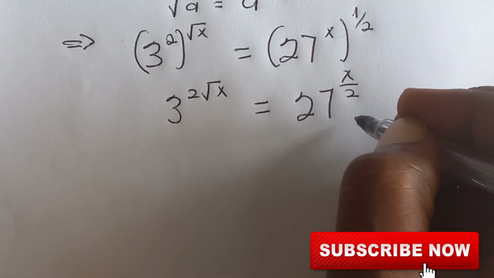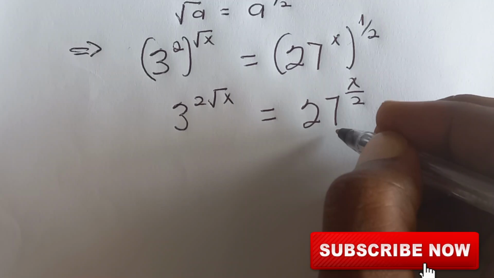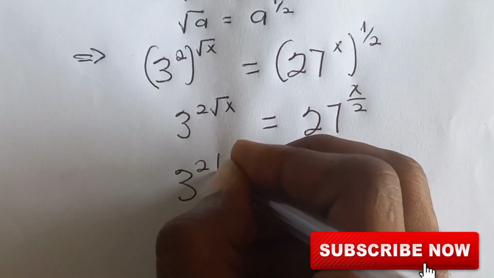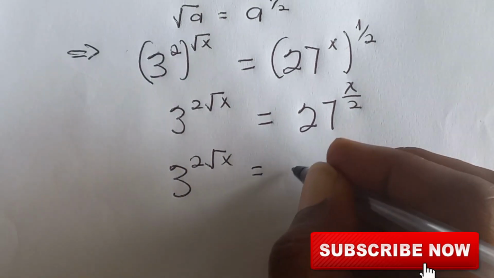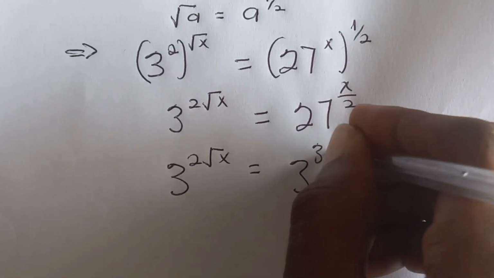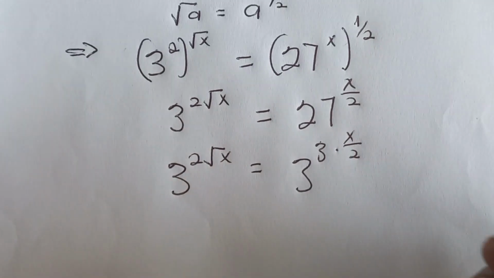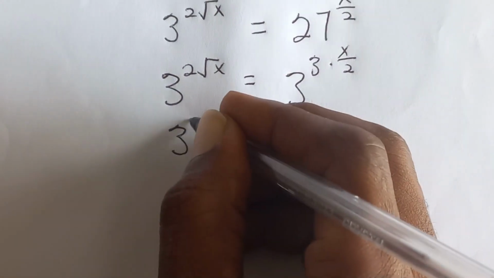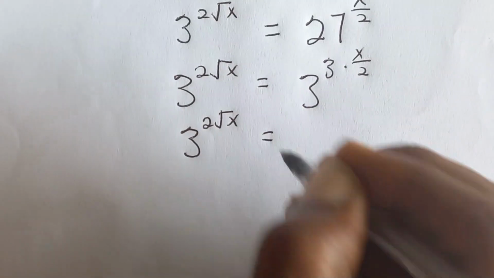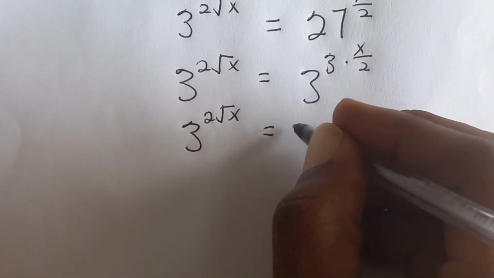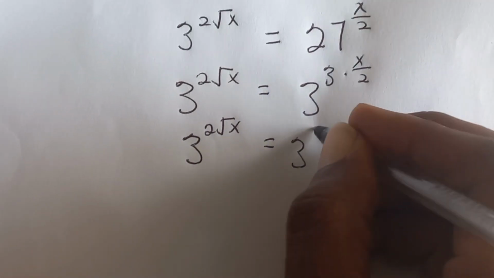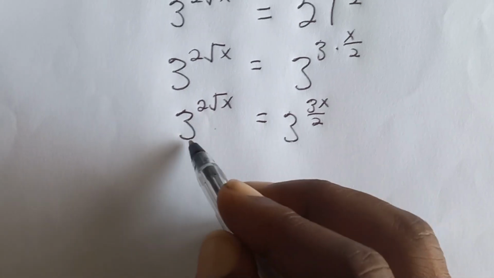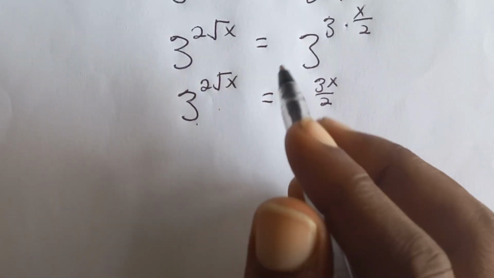Okay, and this 27 we can express it as 3 exponent 3. So we are having 3 exponent 2 root x is equal to 3 exponent 3 multiplied by x on 2. Okay, so we have 3 exponent 2 root x is equal to 3 exponent 3x on 2. Okay, now the bases are the same. They are having the same base, so we can equate the exponent.